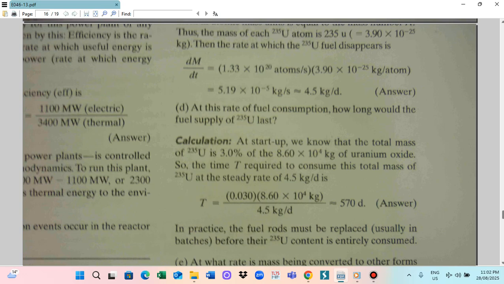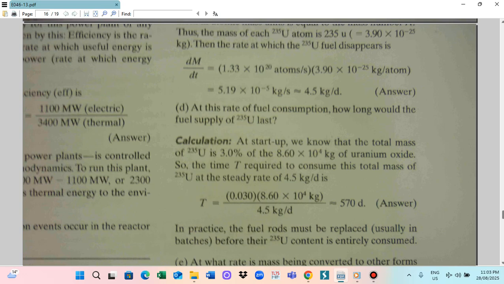Every day is 4.5 kilogram per day, so we can calculate the number of days. The number of days is 0.03 times 8.6 times 10 to the power 4 kilogram, divided by 4.5 kilogram per day. By solving this, it is about 570 days.